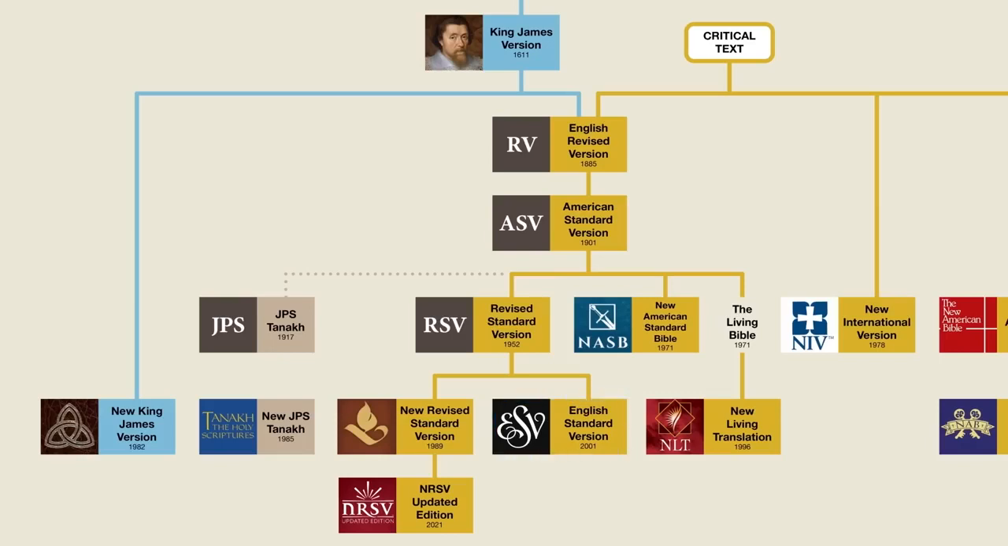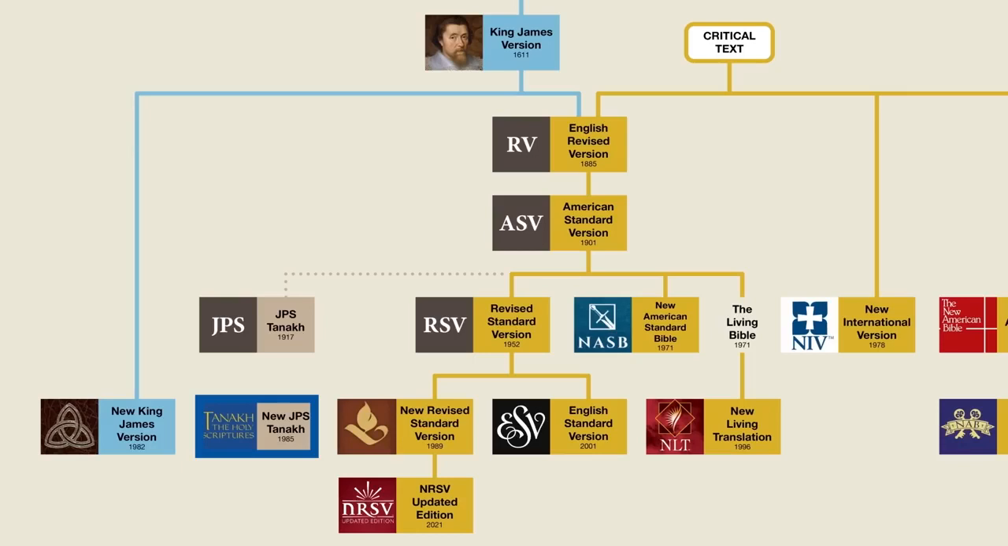Okay, there's still several more translations to cover. First of all, I want to point out the JPS Tanakh, JPS standing for the Jewish Publication Society. Being a Jewish Bible, this translation only includes the Old Testament, which we Jews call the Tanakh. Interestingly, though, the original JPS Tanakh, published in 1917, was based on the American Standard Version, which is a Christian translation. However, the new JPS Tanakh, or NJPS, published in 1985, is not based on any previous work.